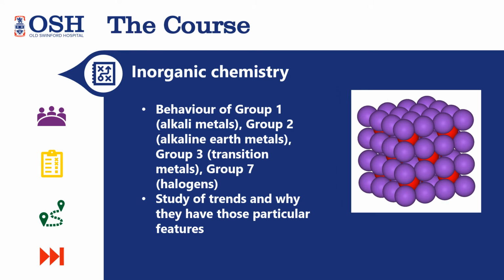And finally, the third component is inorganic chemistry. So we can roughly say that that's any element or structure that doesn't necessarily involve carbon or oxygen. So you'll be looking at the behaviour of the group 1 elements, the alkali metals, group 2, the alkaline earth metals, the transition metals, and group 7, the halogens, and you'll be trying to look at the trends, why they have particular features, and what characteristics they share.